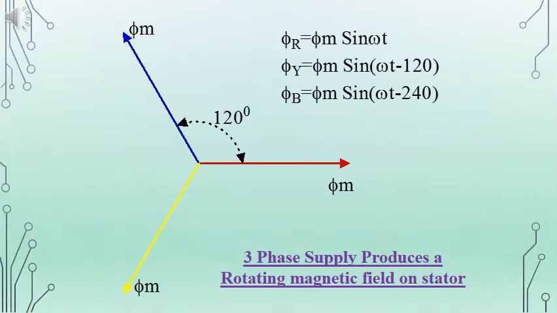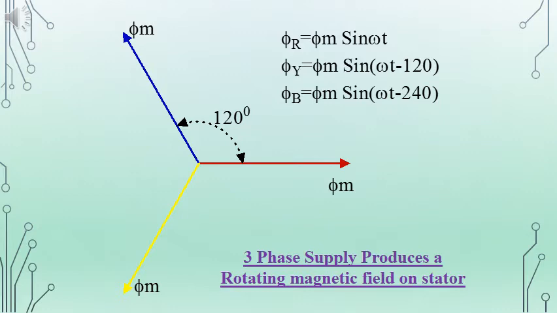When we were discussing the construction of the three-phase induction motor, we had already mentioned that on the stator side we have a three-phase winding and we will be providing a three-phase balanced supply. Whenever a three-phase voltage is applied to the stator side, there will be a current flowing through the winding, and corresponding to the winding current there will be a flux produced.